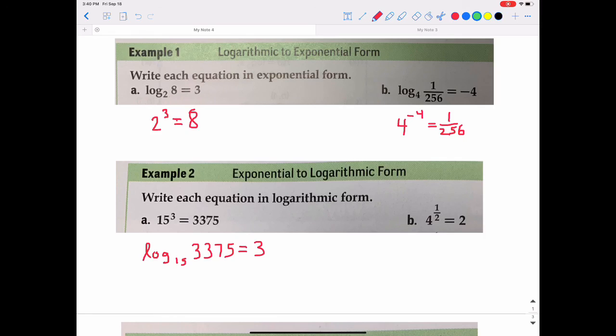Part B, same situation. Pause the video if you want to try to follow along before I give you the answer. That would be log, and since the base of the exponent is 4, it will be a log base 4. The answer to the exponential function is what we're trying to find the log of: 2, and that equals 1/2.